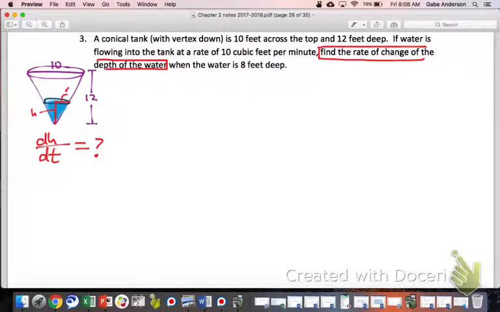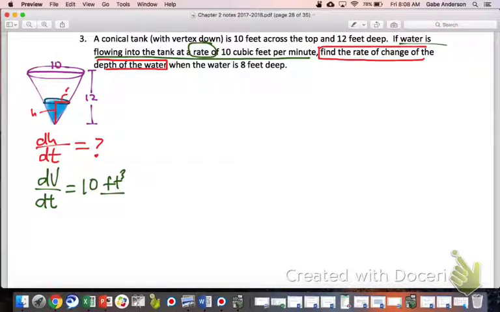Okay, other rates that might be important. dV/dt. What are you seeing that we should underline that indicates that? Water's flowing into the tank, at a rate of 10 cubic feet. Yeah. So water's flowing into the tank, and then of course the word rate is right there. You see that. So rate of 10 cubic feet per minute, and you called that dV/dt. V standing, I assume, for volume, right? And of course the cubic feet per minute. Yep. You got it.